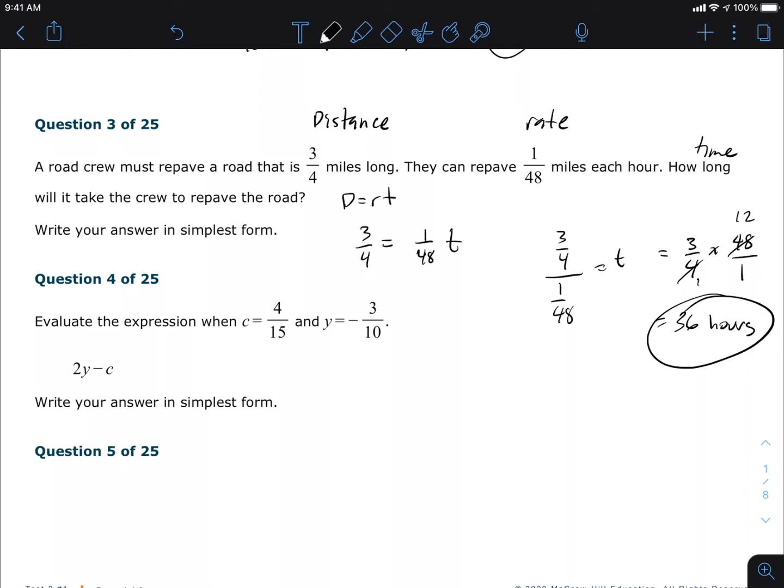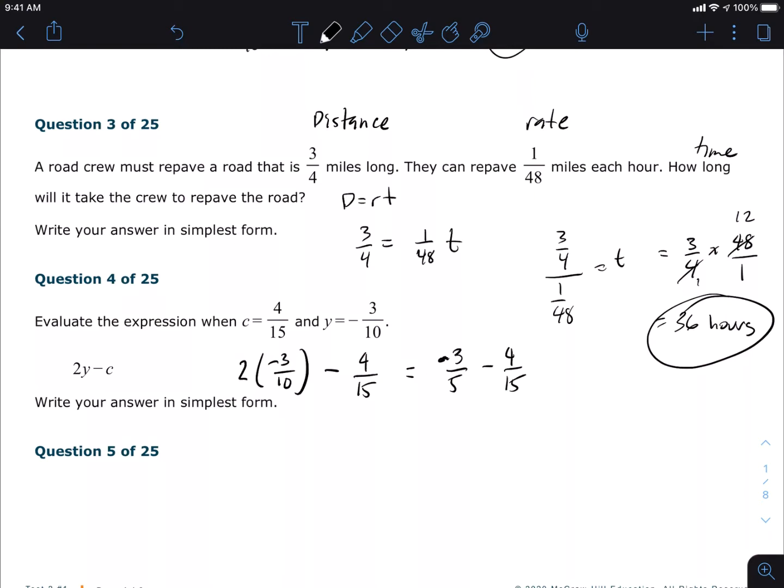So understanding what type of problem it is and then setting up the equation correctly, that gets us everything that we need. Okay? Not too bad, right? Okay. So the next question, they're telling us what c and y are, and then they're giving us the equation. So what I'm going to do is just substitute. So 2 times y, which is a negative 3 over 10, minus 4 over 15. I can reduce that. So I'm going to get 3 over 5 minus 4 over 15.